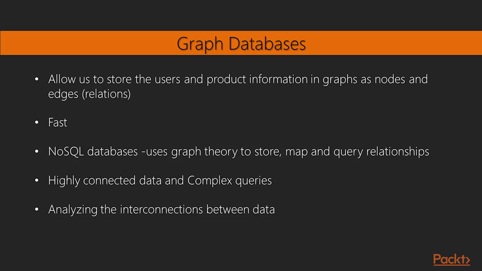Graph databases have revolutionized the way people discover new products and share information with one another. In the human mind, we remember people, things, places and so on as graphs, relations and networks. When we try to fetch information from these networks, we go directly to the required connection or graph and fetch the information accurately. In a similar fashion, graph databases allow us to store the users and product information in graphs as nodes and edges, relations. Searching a graph database is fast.